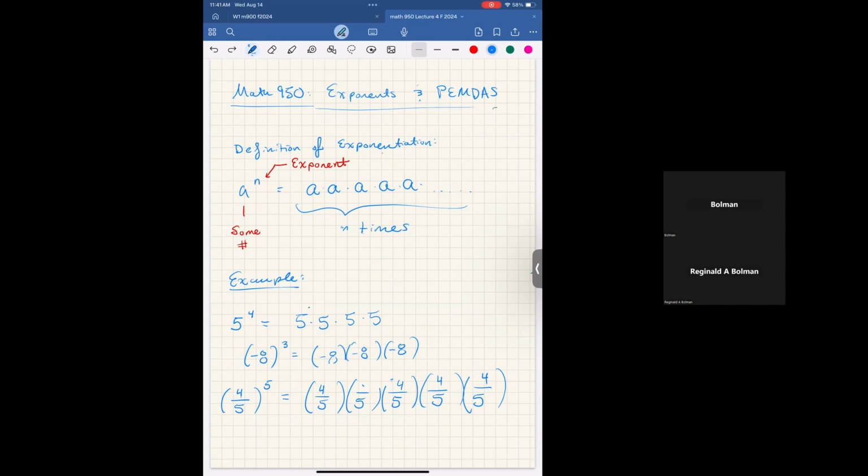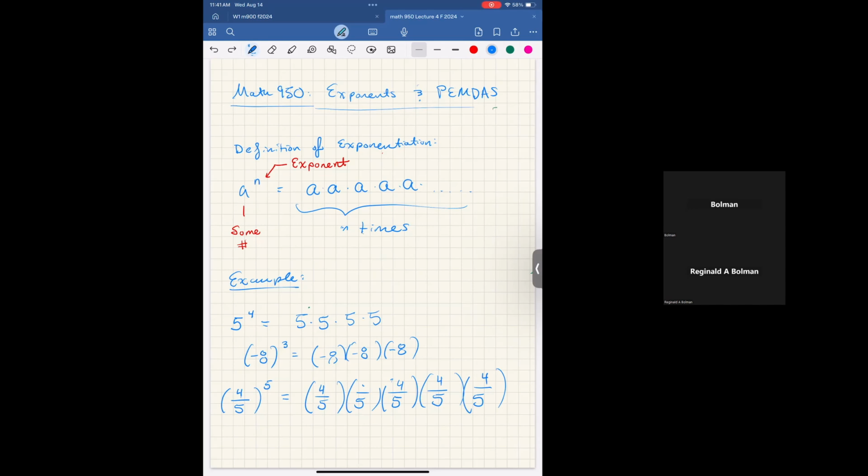Welcome back, class. Today we will review the topic of exponents and some of the properties of exponentiation. We will then dive into PEMDAS and look at how one can perform more complicated sequences of calculations in these more fancy expressions that you might be given in this particular class.